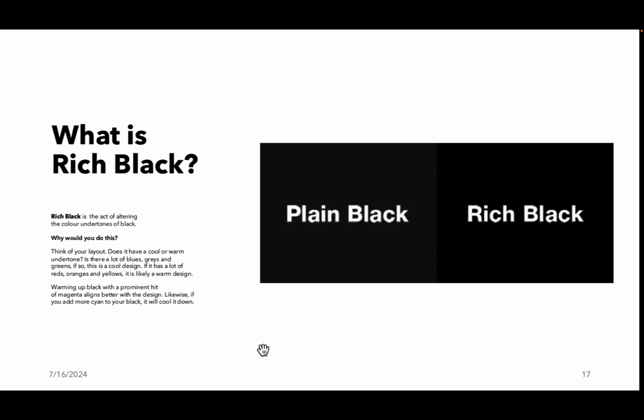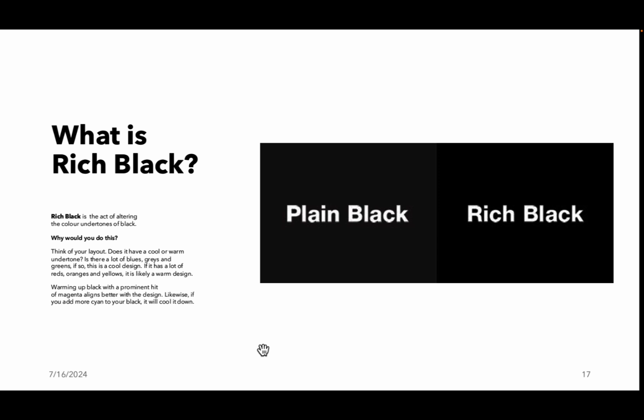So if you have a layout, a poster, and the overall poster tone and feel is a little cool, so more blues in that feel, you may want to cool down your black. You don't necessarily want a warm black because it wouldn't balance properly. So by adding a little more cyan to the black, it'll cool down the black. Vice versa, if your poster is full of reds and oranges, you might want to warm the blacks up, and you would add a little more magenta to warm up your black.